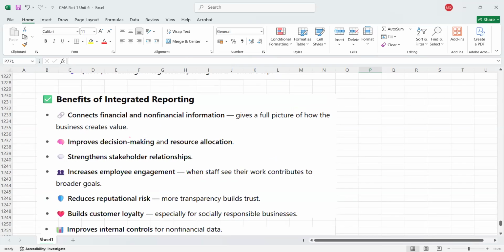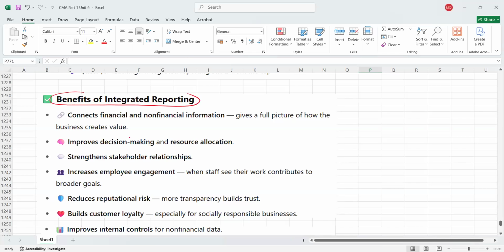Now here we are discussing the benefits of integrated reporting. What are the benefits? So, guys, remember, if you follow integrated reporting, it can connect the financial and non-financial information into a single report. Okay, so it means simply that integrated reporting can give a full picture of how the business creates value. This is the first benefit.